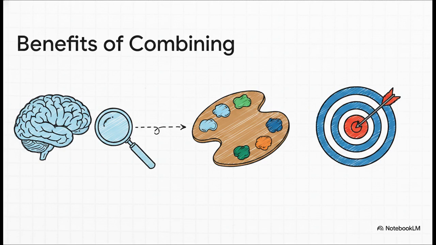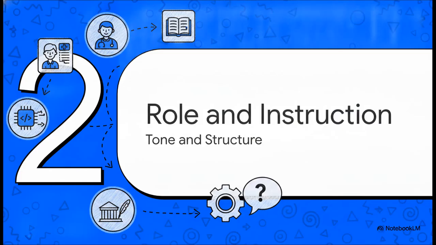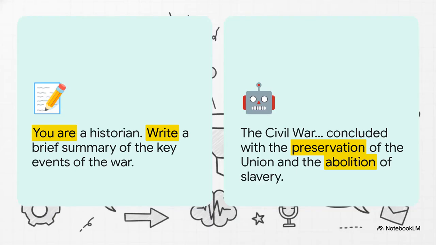Moving on to section 2, combining role and instruction to nail tone and structure. Notice the layered approach here. We don't just say, hey, summarize the Civil War. Instead, we assign a role. You are a historian specializing in the American Civil War. Doing that actually primes the AI's internal weights to favor academic, historically accurate language. Then we layer in the instruction. Write a brief summary of the key events and outcomes. Because of that specific combination, the output is perfectly structured, beautifully toned, and sounds exactly like an authoritative expert. It's a total game changer.